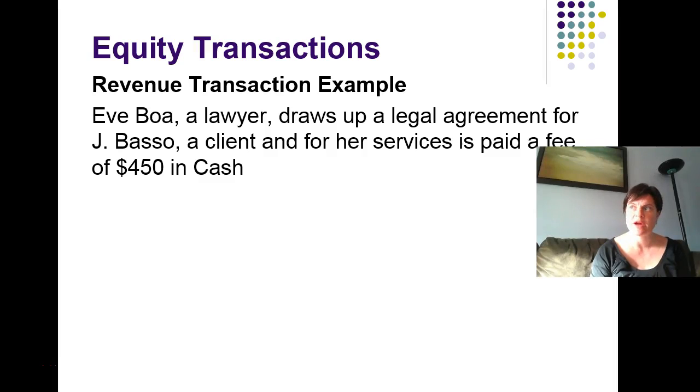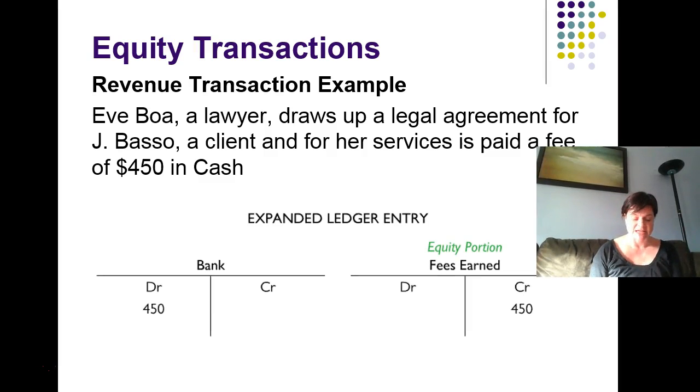Now, what account are we going to credit? Before we used to credit owner's equity or capital, but now we have this new account called fees earned. And so now we're going to credit fees earned, and we credit fees earned because we know that fees earned increases capital. We know that capital increases on the credit side, and therefore fees earned is going to have credit entries.